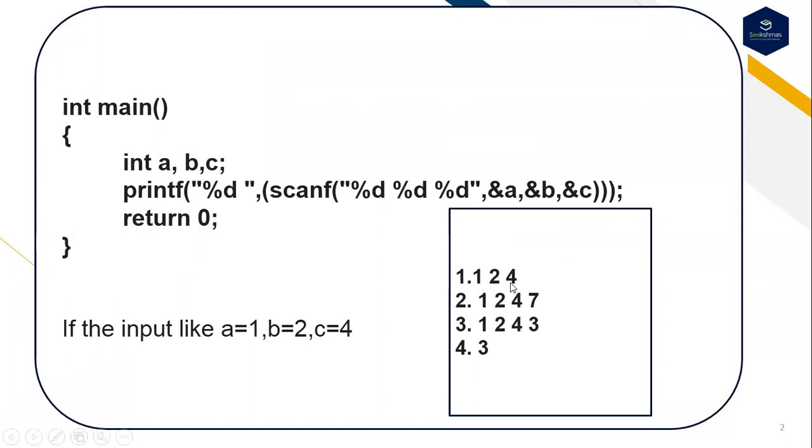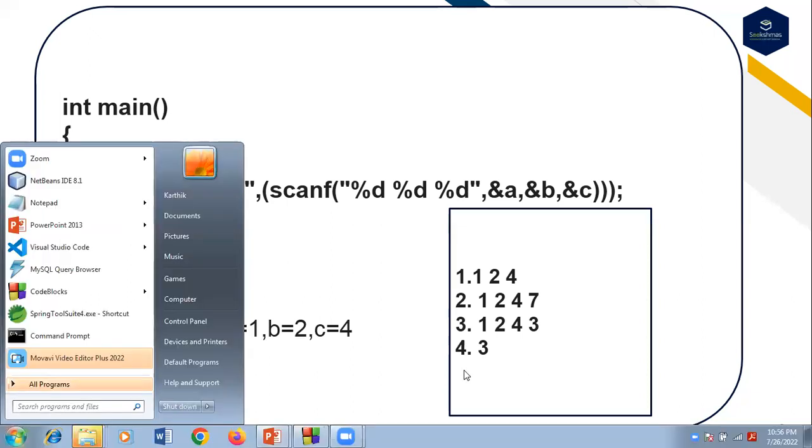First option is 1, 2, 4. Second option is 1, 2, 4, 7. Third option is 1, 2, 4, 3. And the fourth option is 3. You can pause this video and predict the output of this code. Now we will go for the practical implementation of this code.